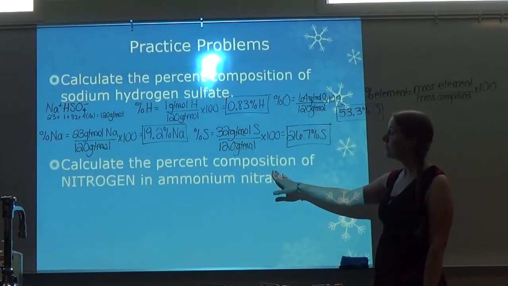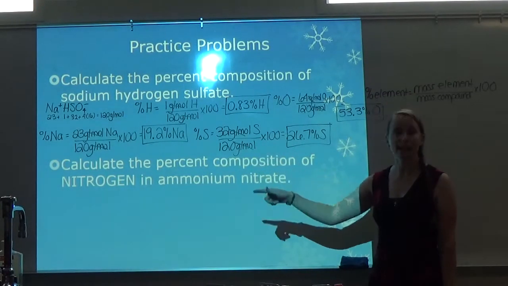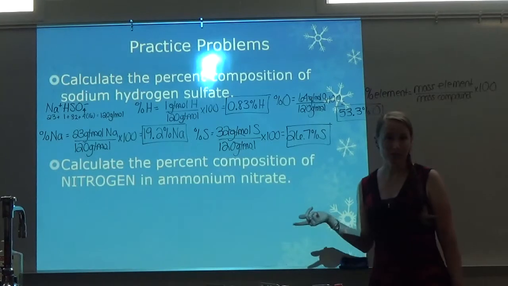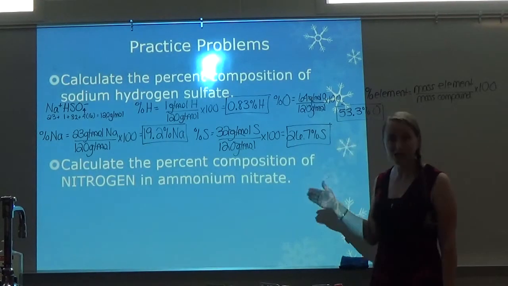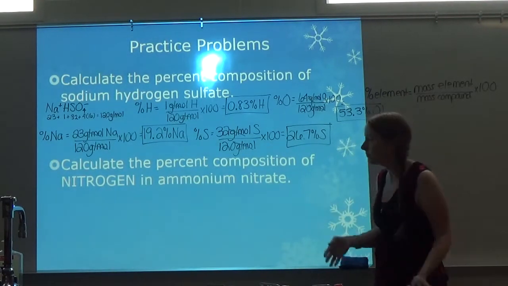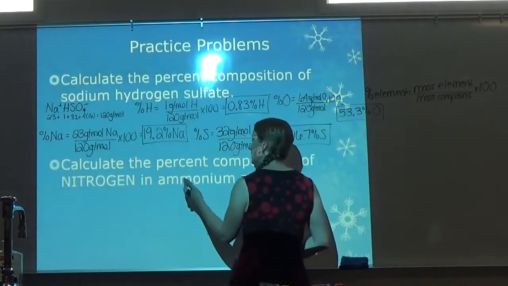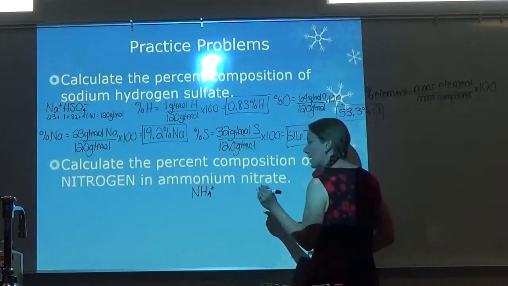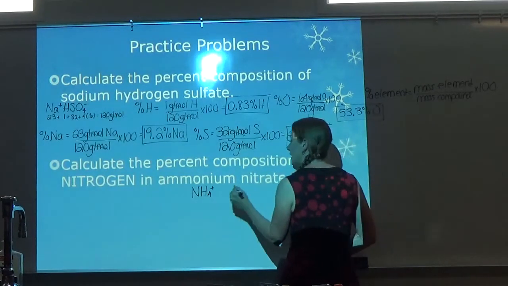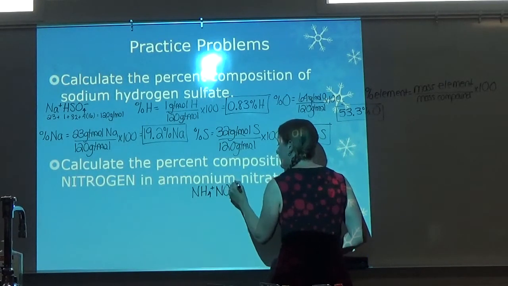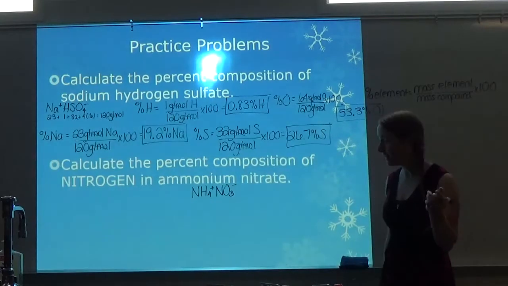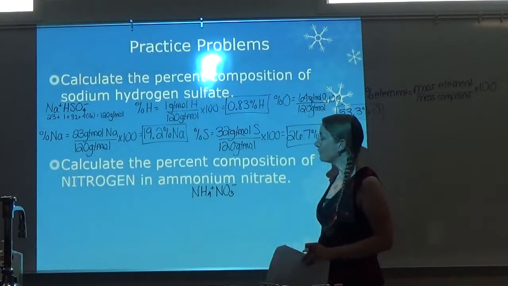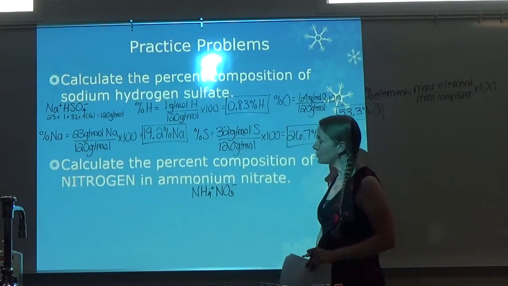So it says calculate the percent composition of just nitrogen in ammonium nitrate. In this case, I don't have to do each element. I can just do nitrogen. All right, so first let's write our formula. Ammonium is NH4 positive 1. That's a polyatomic ion on your polyatomic ion sheet. Nitrate is NO3 minus 1. That is also a polyatomic ion. So positive 1, negative 1 cancel, so I don't need any extra subscripts.